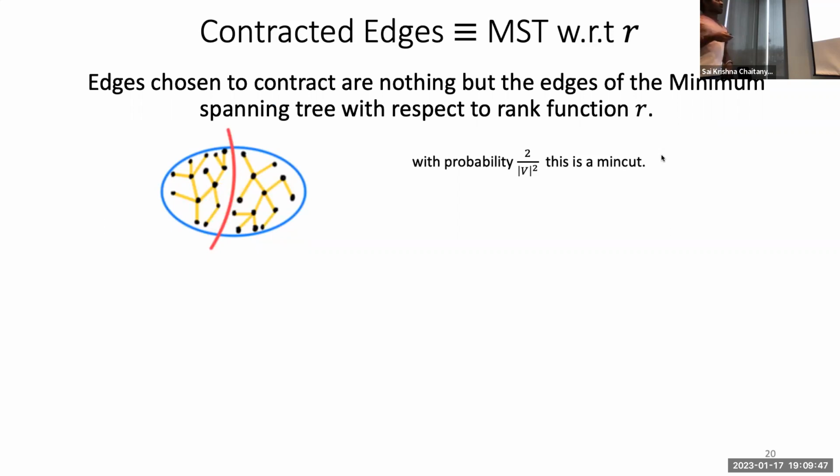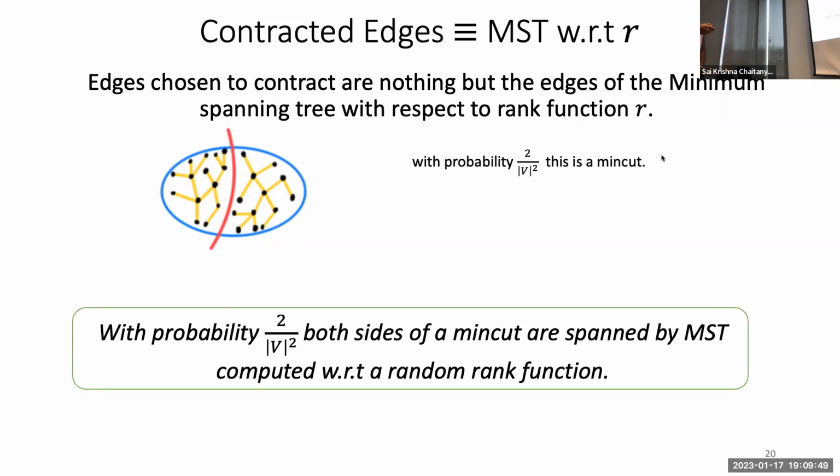And so basically this tells us that with probability 2 over V squared, both sides of a min cut are spanned by the minimum spanning tree computed with respect to a random rank function. And this is the key idea. The randomness or the probability is coming from the rank function. We are randomly choosing a rank function on all the edges, and if we find the minimum spanning tree, that is respecting the min cut. Is this idea clear?